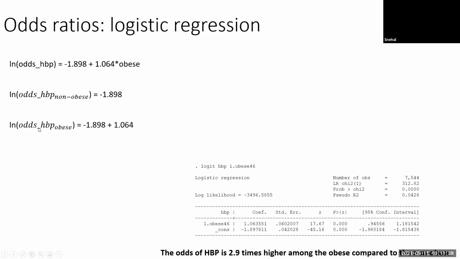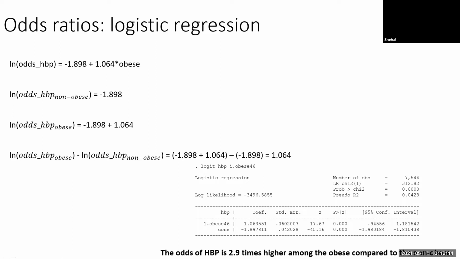Similarly, the log odds of high blood pressure among the obese is minus 1.89 plus 1.06, because this now takes a value of 1. So if I subtract these two log odds, I end up with the log odds of high blood pressure among the obese minus the log odds of high blood pressure among the non-obese, which is this minus that. So this minus 1.89 cancels off and I'm left with 1.06.